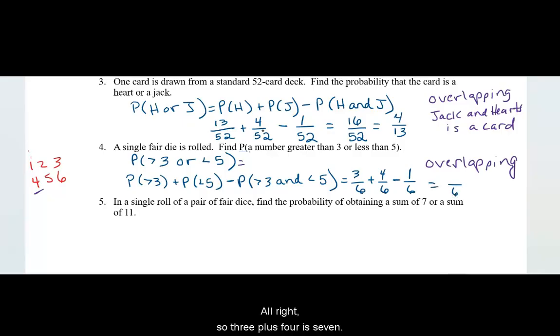All right, so 3 plus 4 is 7. 7 minus 1 is 6. Look at that. 1 or 100%, meaning you have a 100% probability that when you roll a die, the number is going to be either greater than 3 or less than 5.